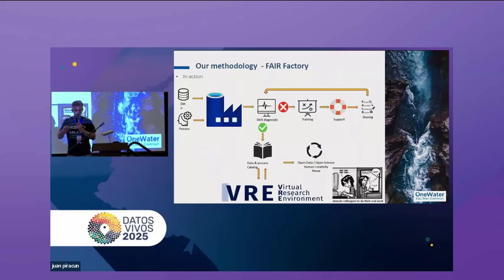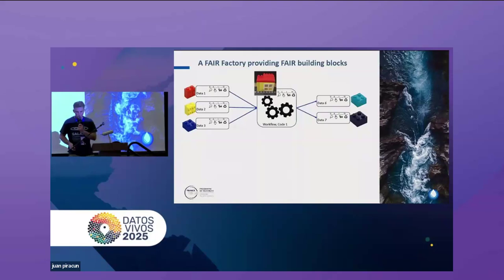To see a little bit more of the FAIR factory in action, the idea is to have data and processes in this FAIR factory that allow us to have a FAIR diagnostic. And if we need, we can go to trainings, reports, sharing, to have a loop where we can understand or create our FAIR diagnostic. And then we can create a catalog of these processes and data, which can allow and facilitate the openness and the sharing of the content. And finally, populate virtual research environments, so the dream can become true.